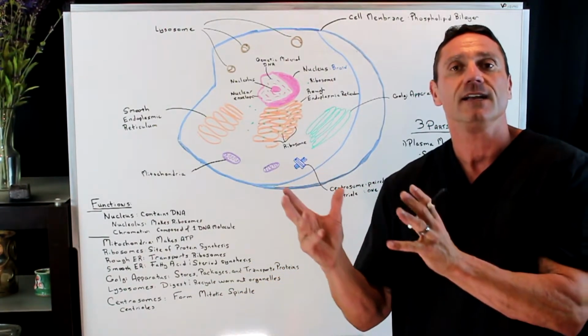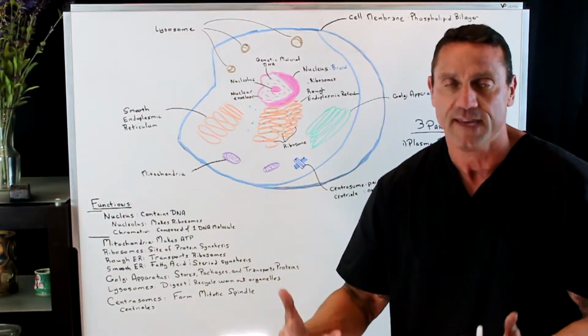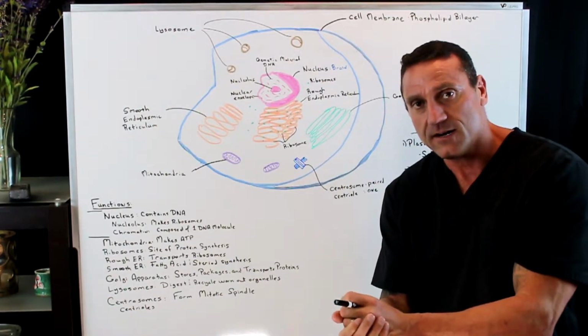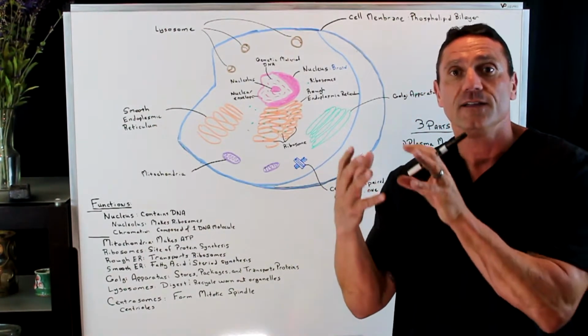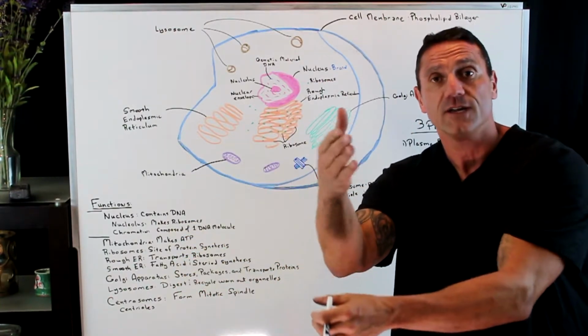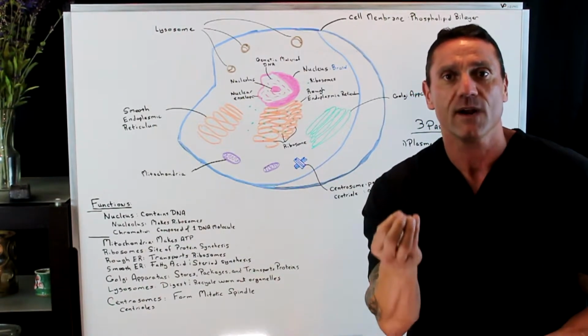I always say to think about the Golgi apparatus or the Golgi complex as the UPS or FedEx. What are you doing? You're dropping off. What are they doing? They're packaging, they're storing, and they're transporting what? Your package. What's the package? That's the ribosome. What are ribosomes?